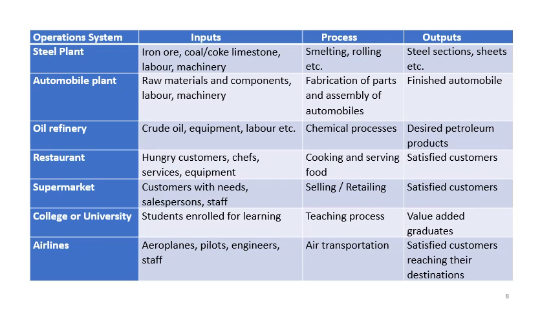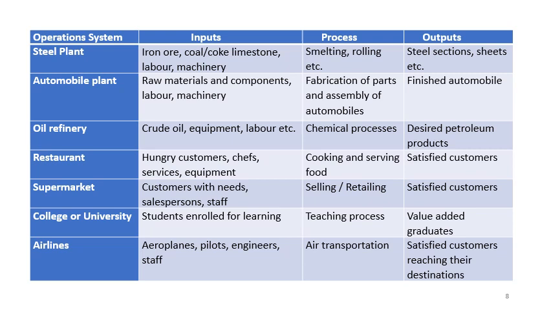Similarly, supermarket: customers with needs, the salesperson, staff, they are the inputs. Selling and retailing, and satisfied customers are the outputs. College or university: students enroll for learning, the teaching learning process is the process. Value added graduates are the outputs.